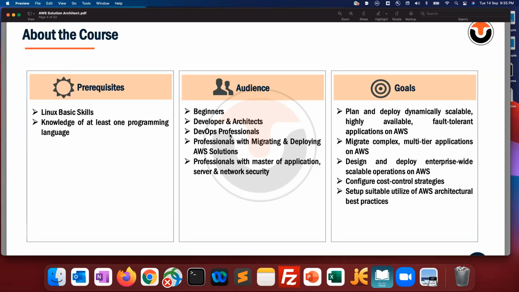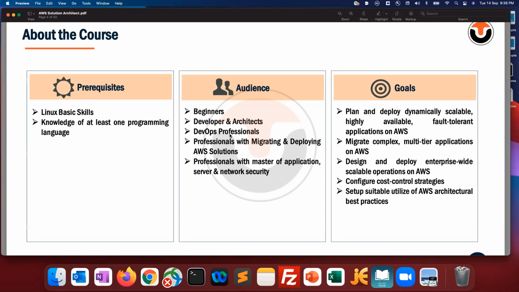Migrate complex multi-tier applications on AWS. Basically, from a developer standpoint, you may have a multi-tier application, so you may have a web tier, application tier and database tier, a 3-tier or 2-tier application. So how do you migrate them from a single standalone architecture to a microservices architecture in AWS?